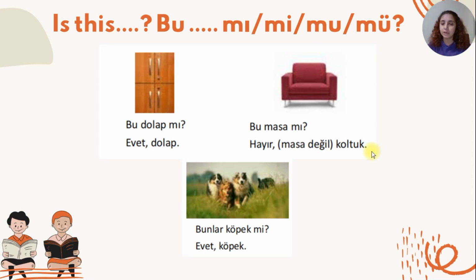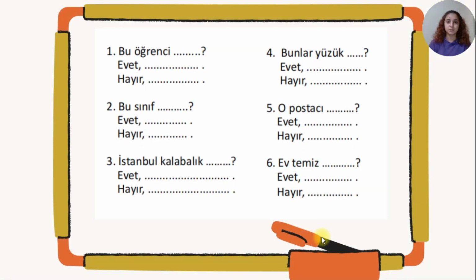And I said, no, it is not table, it is sofa. Hayır, masa değil, koltuk. And next one, bunlar köpek mi? Are those dogs? Evet, köpek. Yes, dogs. And next page.